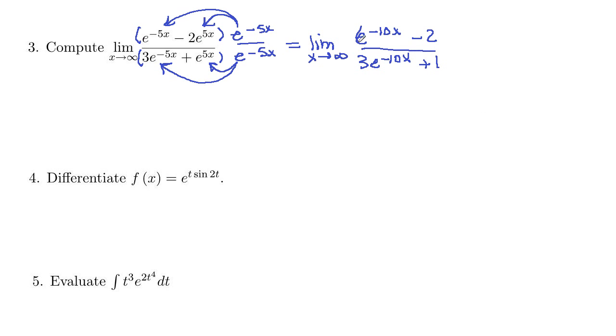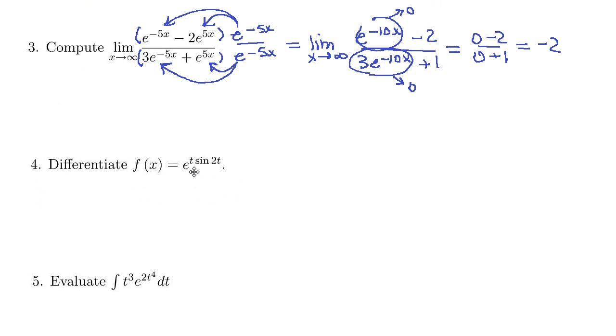So now these two pieces here are approaching 0. But then these are at -2 and +1, so this just looks like 0 minus 2 over 0 plus 1, which is -2. So now we've got an actual number. It's no longer that indeterminate form.